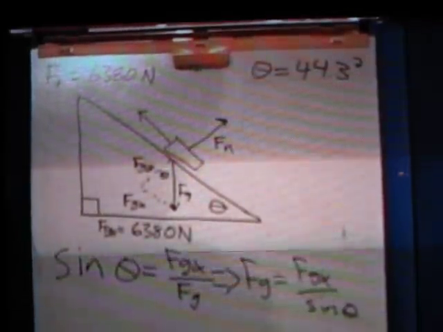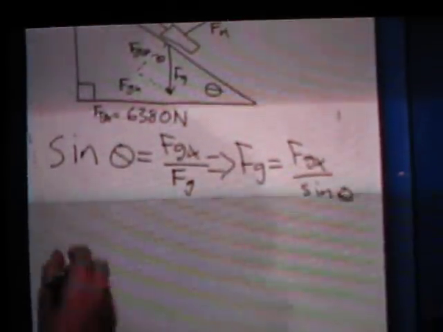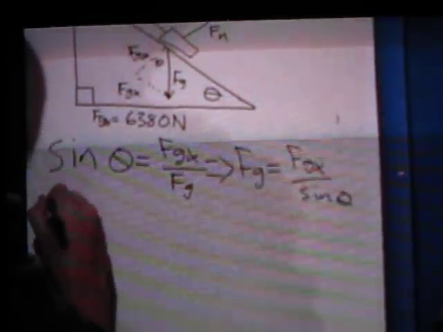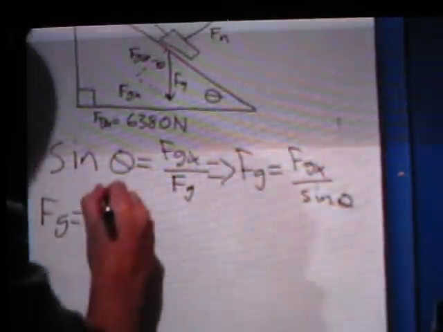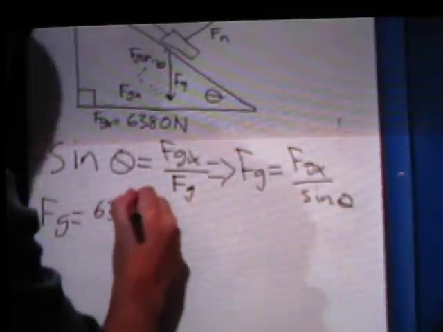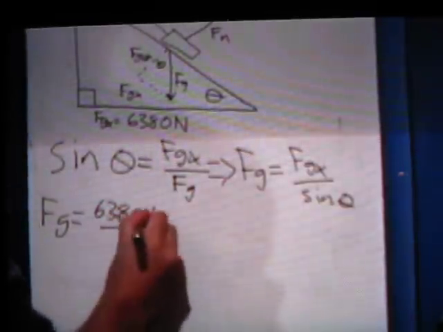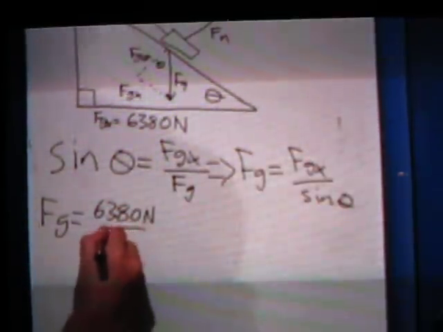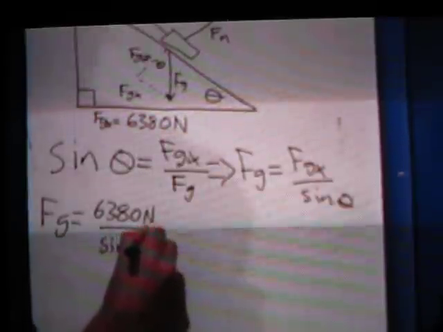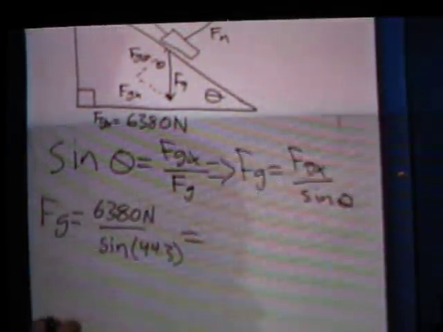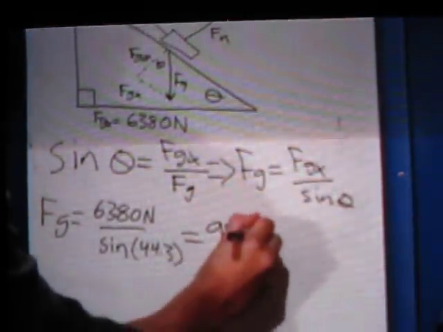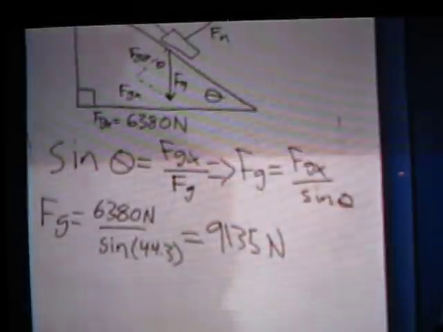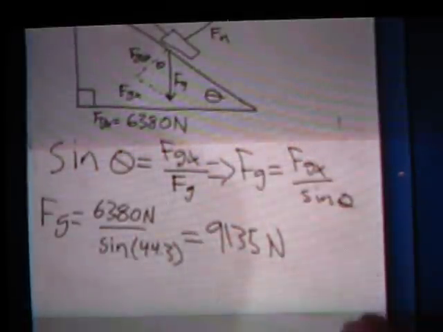Now let's plug in our numbers. We're given force of gravity is equal to the x component of gravity, which is 6,380 newtons, divided by sine of 44.3 degrees. And this answer comes out to be 9,135 newtons. And this right here is the force of gravity.